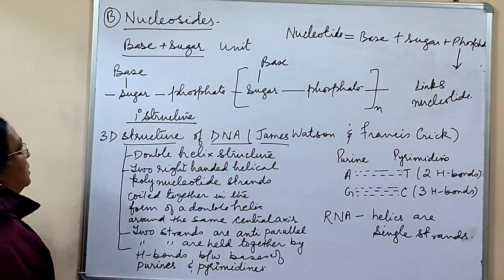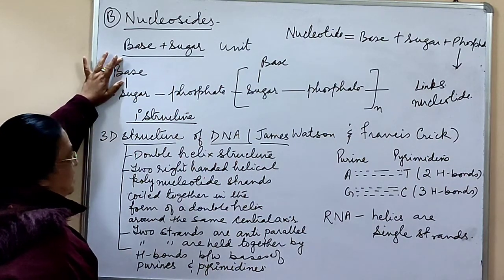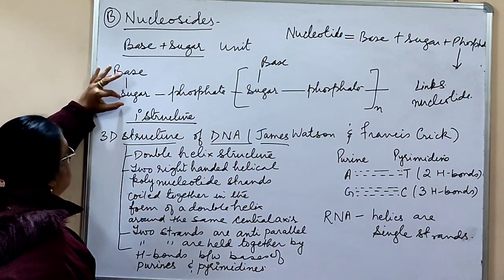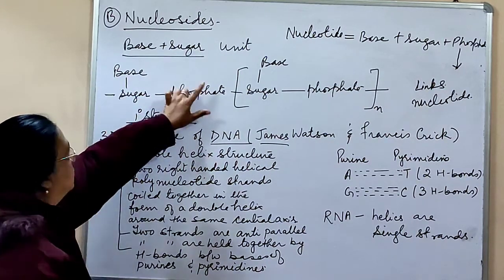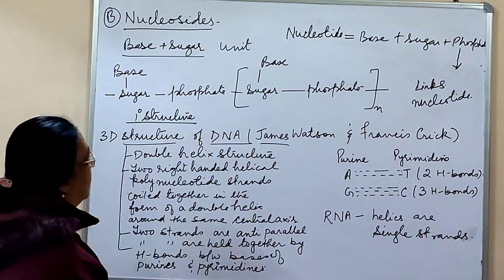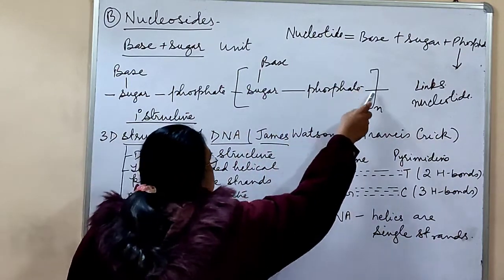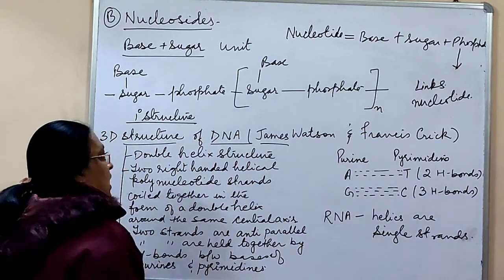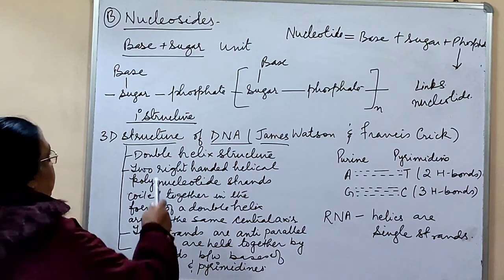Through the sugar. So the base is here, this base is your purine and pyrimidine. Then the base is attached to the sugar. The sugar is attached to the phosphate, so this is one nucleotide. And here is another nucleotide. The square bracket shows the chain is very long. Small n may be 100 or thousands of nucleotide molecules. So they are linked together.